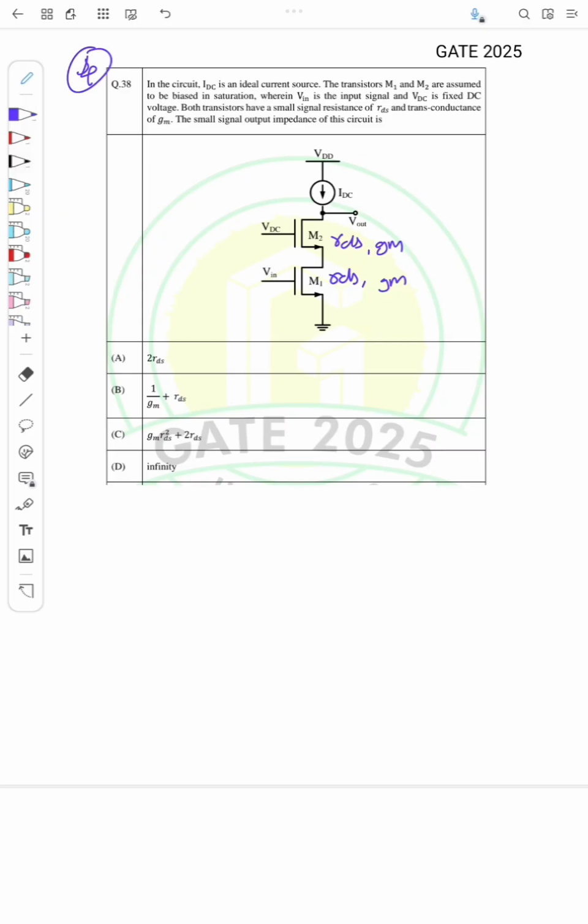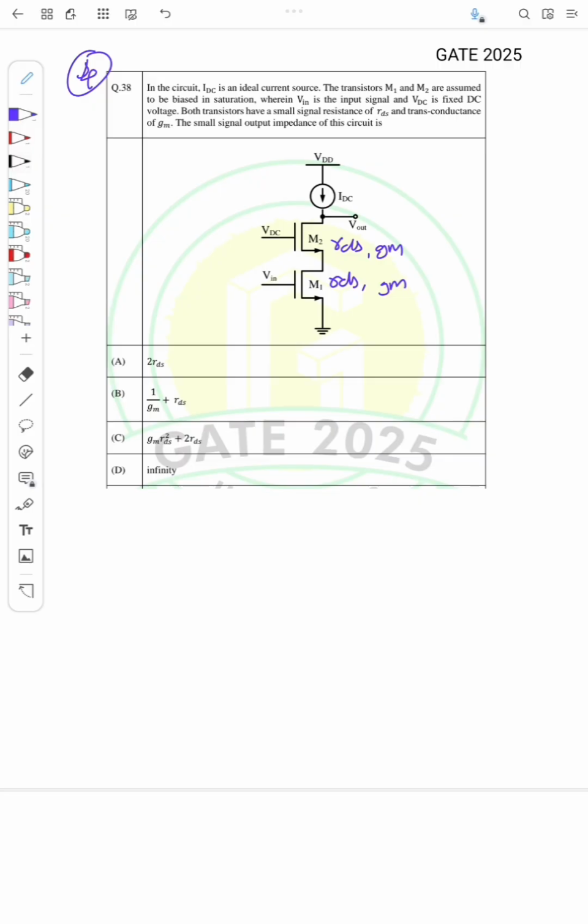Okay, the small signal output impedance of the circuit. So we need to find the small signal output impedance. For that, we need to draw the small signal equivalent circuit of the circuit. For drawing the small signal equivalent, we should first remove the DC voltage and DC current, right? So DC voltage, here it is VDC, I have to connect to ground. VDD I need to connect to ground. And what about the current source? The current source needs to be open circuited, right?